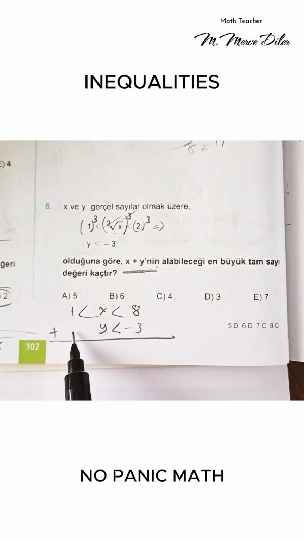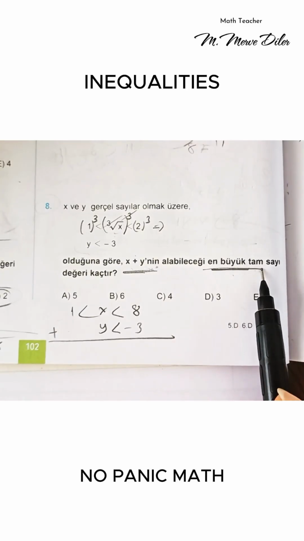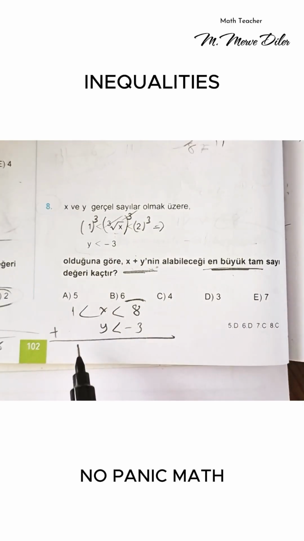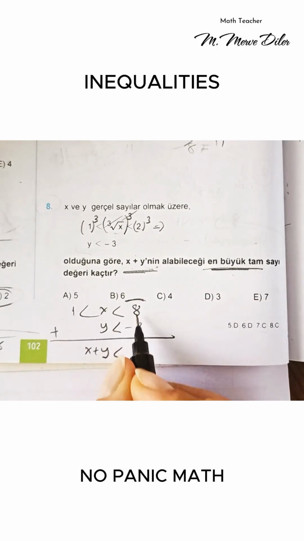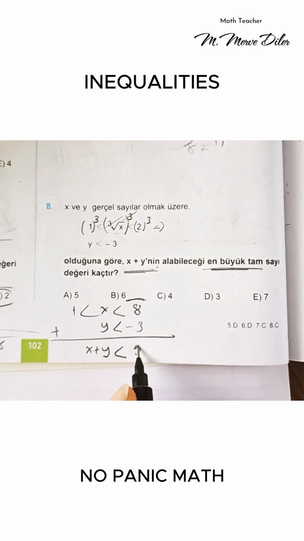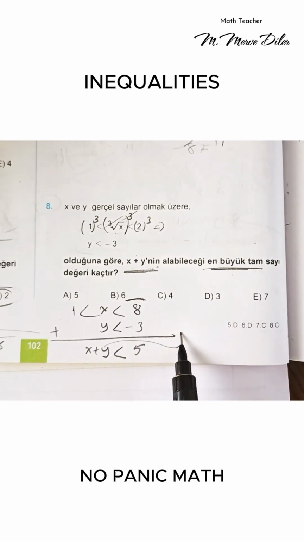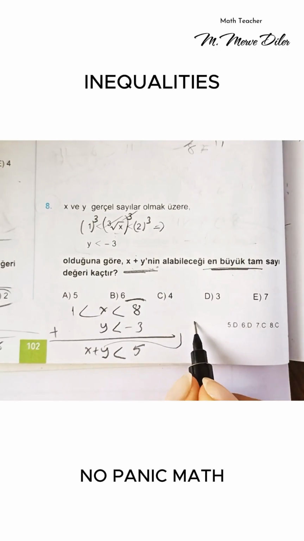Teacher, why is this part empty? This part doesn't matter. They already asked us for the largest integer it can take, right? We're interested in the upper limit. This part is important for us. If I add side by side, x plus y is less than, friends, I subtract 3 from 8, that's 5. They asked for the largest value that the sum of x and y can take, friends. The largest number less than 5 can be 4.